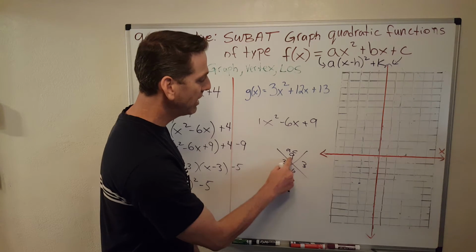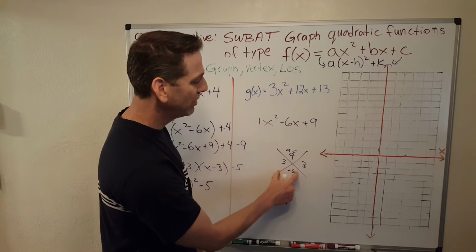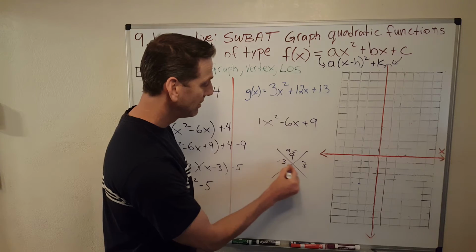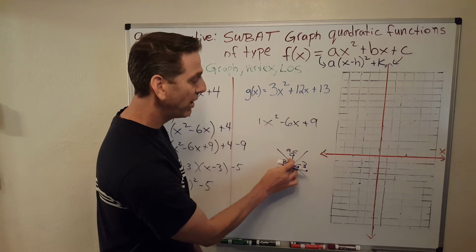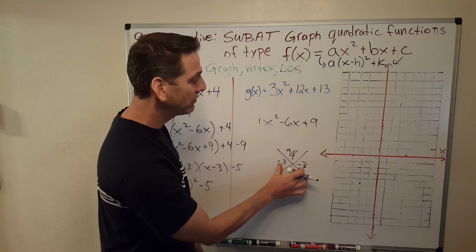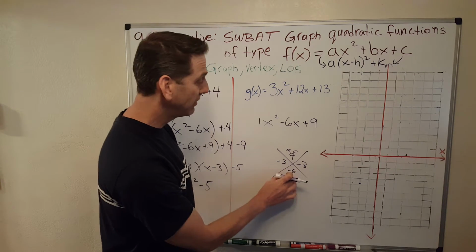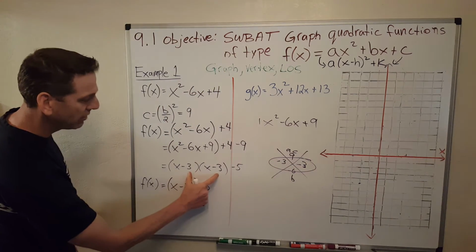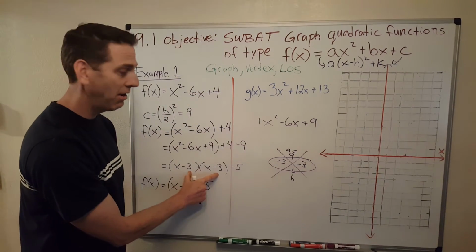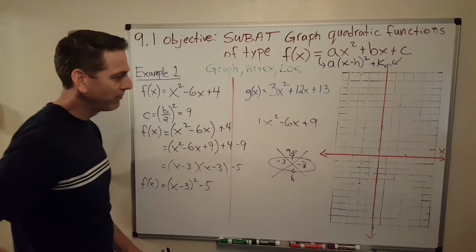3 times 3 is 9. 3 plus 3 is positive 6. So I had to make those negative. Negative 3 times negative 3 is positive 9. Negative 3 plus negative 3 is negative 6. So that's where I got those two negative 3's right there. All right? Just to give you a heads up.